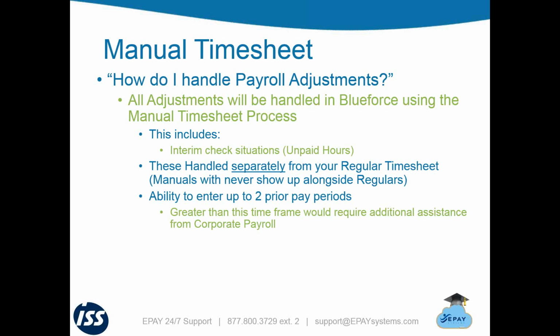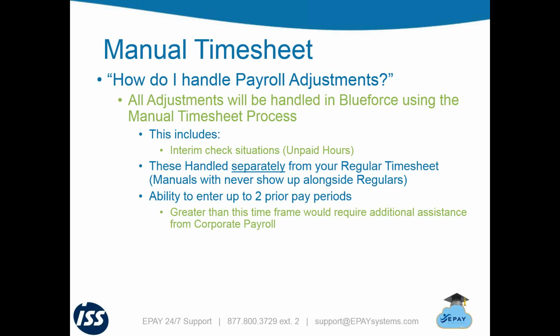Once again, all payroll adjustments have to go through the manual timesheet. In other words, this includes any interim checks, basically the situations, all too common, where we have unpaid hours, hours that we didn't pay our employees. Now, these situations are all handled separately away from your regular timesheet. So one thing I'll show you here momentarily is, in Blueforce, you have a place to do your regular timesheets, and you have a place to do unpaid hours from previous periods in a manual timesheet format.